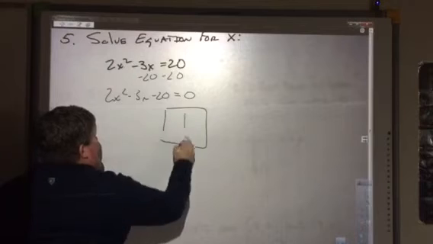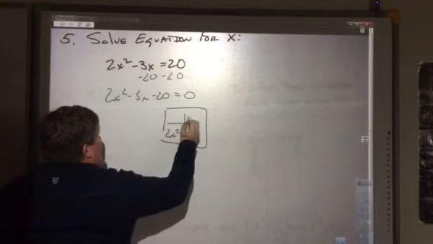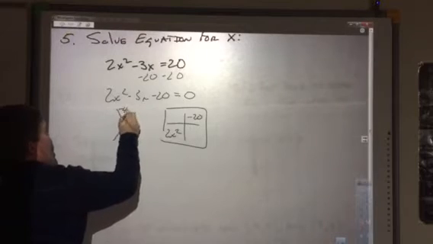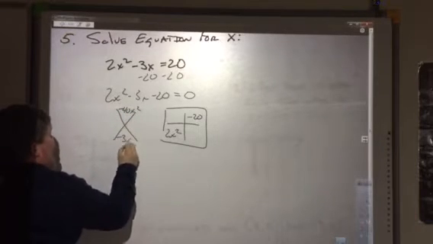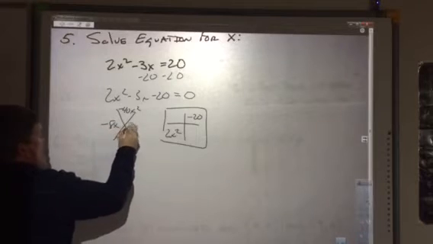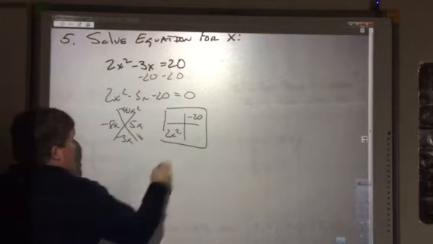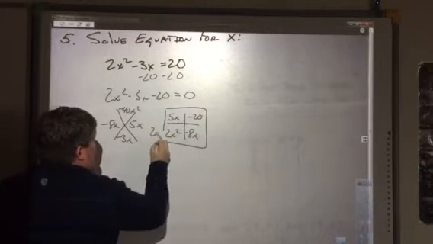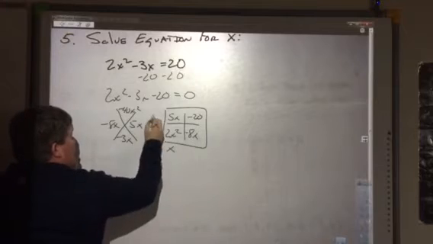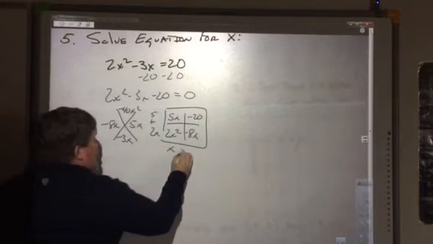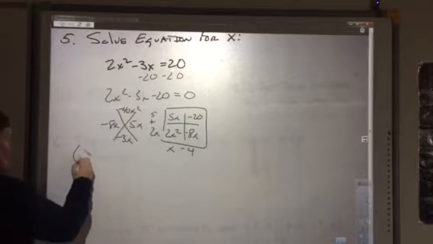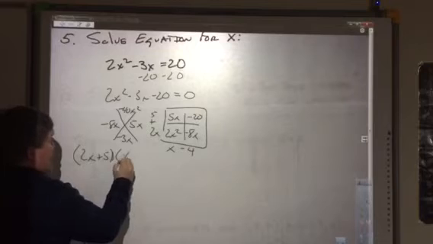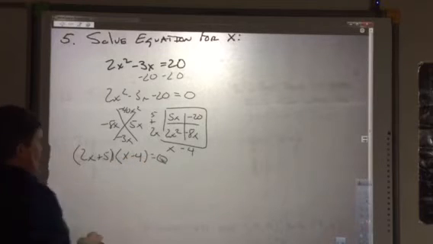Again, generic rectangle. 2x squared, negative 20. Diamond problem. Negative 40x squared adding to negative 3x. That's negative 8x and 5x. So I'm going to go negative 8x and 5x. So 2x and x. So plus 5, okay, minus 4. So we get (2x plus 5) times (x minus 4) is equal to 0.